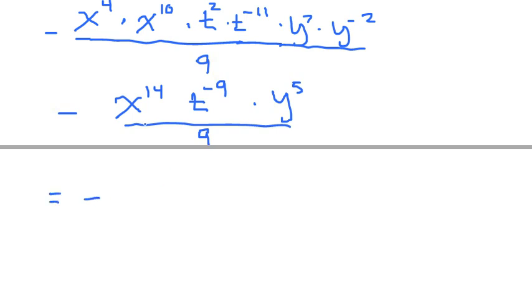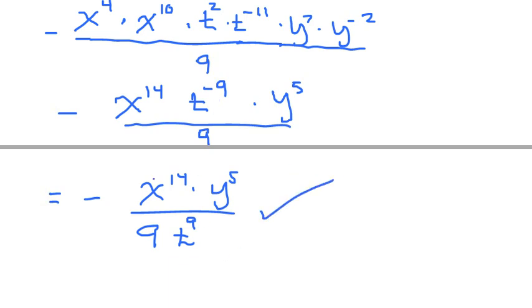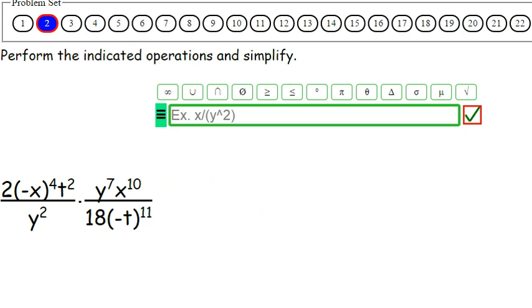Now, what do we got going on? We want to write this with positive exponents. T to the 9th power. All right, just take that down to the denominator. There you go. X to the 14th, y to the 5th over 9 times t to the 9th power.